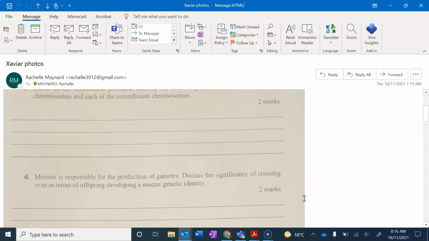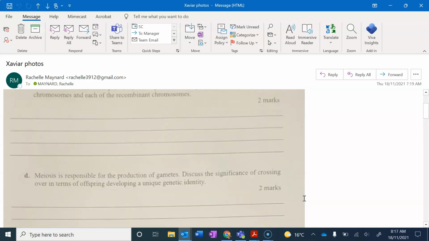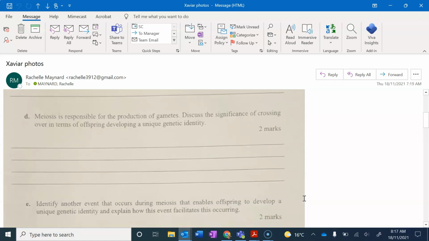And it's asking for the gene. It's a tricky question because it says, based on the information provided, identify the allele sequence. Yes, it's easy in the parents because they're homozygous, so you've got the same gene, but it's same allele. It's just tricky when it comes to recombinant because you've got to write it for each chromatid as such. Let me know if that one doesn't make sense. I may have just talked in circles and confused you.